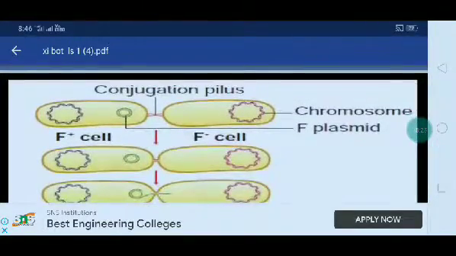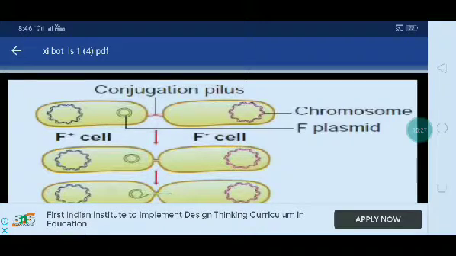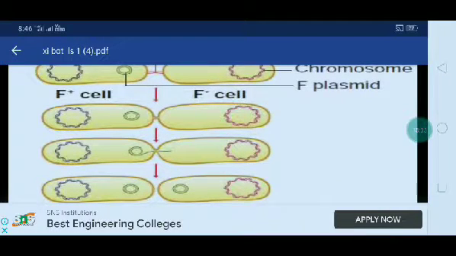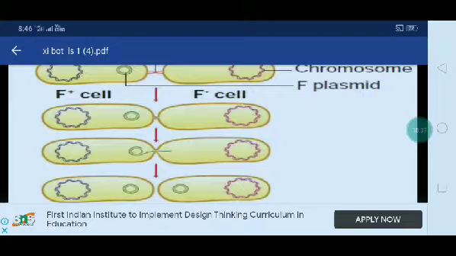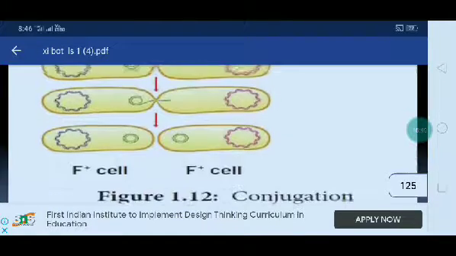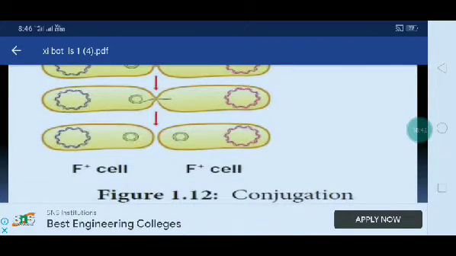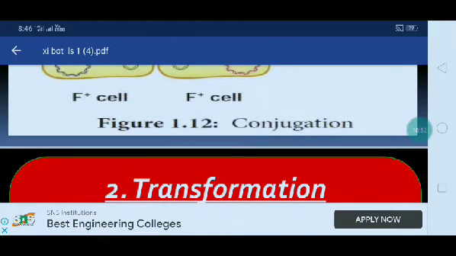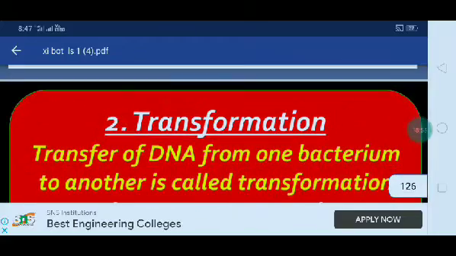There is a conjugation pilus, F plus cells and F minus cells, the chromosome, and F plasmids. From the F plus cell, only one strand of the plasmid passes through to the F minus cell. The recipient synthesizes the other strand, and the F plus cell also synthesizes its other strand. That is conjugation. Through the conjugation tube only it will transfer. That is a type of sexual reproduction that occurs in bacteria. The next one is transformation.